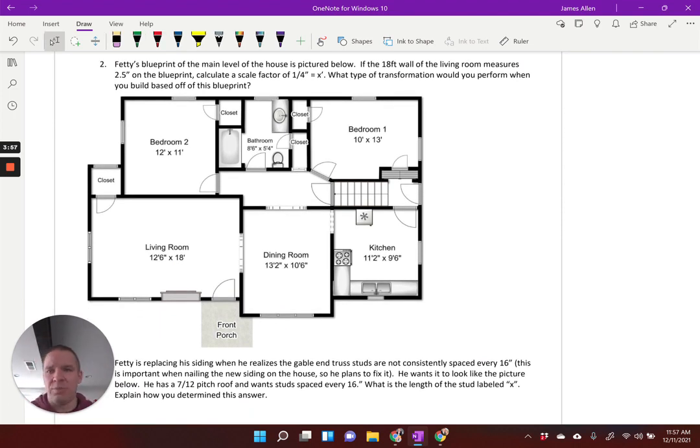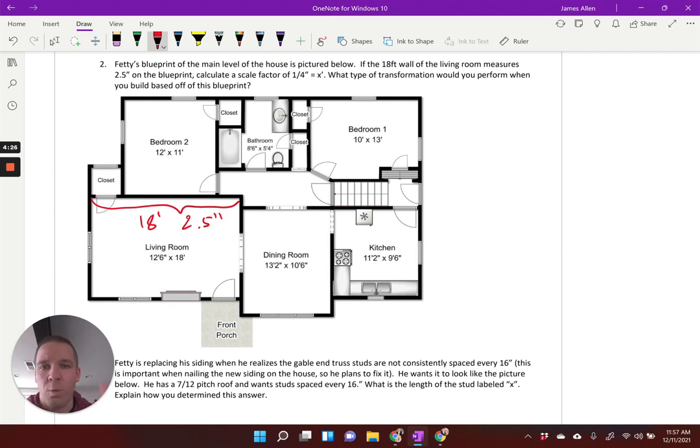Whew, that's quite the blueprint. Fetty's blueprint of the main level of the house is pictured below. So Fetty Wap is who we're dealing with here. I think it was a prior problem before. If the 18-foot wall of the living room, let's find that. 18-foot wall, I'm guessing that's the longer one because the other one's 12.5. Measures 2.5 inches on the blueprint. So this is 18 feet and it's 2.5 inches. Okay.